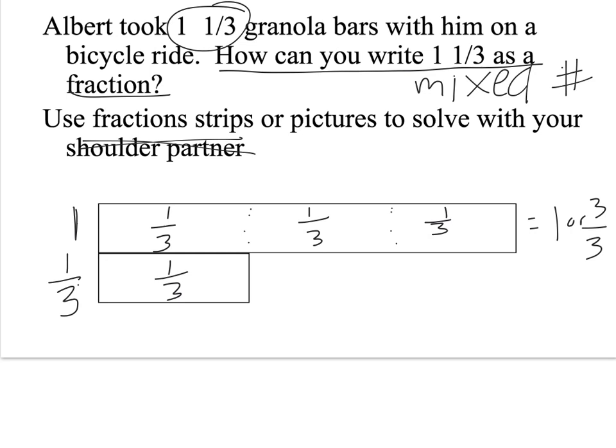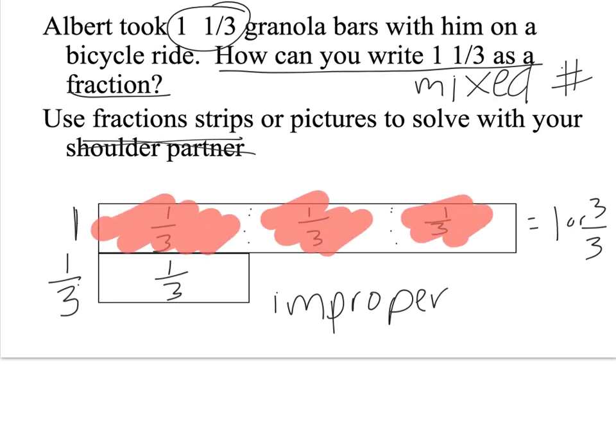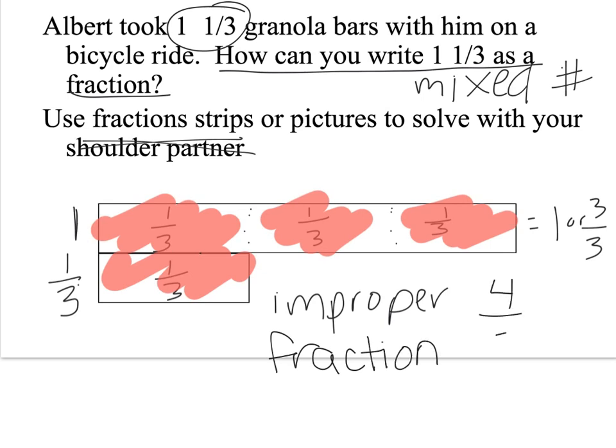So if I just want to write it as a fraction, which is going to be an improper fraction, I just have to count how many thirds I have. I have 1/3, 2/3, 3/3, 4/3 all together. So I would be writing it as an improper fraction, 4/3, because if you count all together, that's what I have.